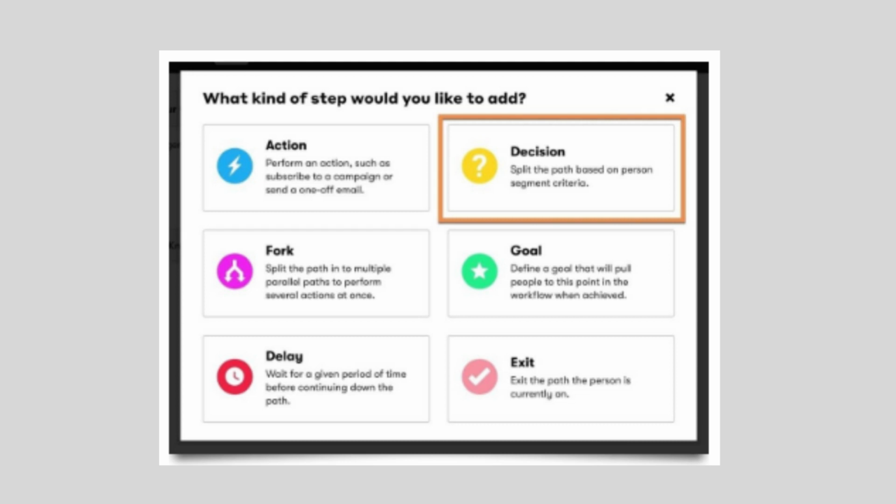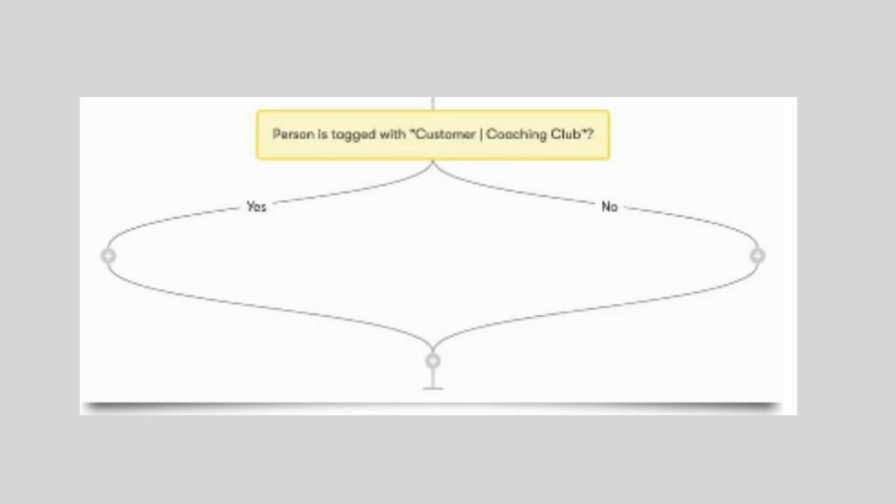Setting up decisions. To do this, click on the plus icon, and then select Decision. Now it's asking you to define the decision. Select Tags, leave it as Include, and then choose the tag name you already set up. Then, click on Update Decision. Now you see it's asking the question, is that subscriber tagged with Coaching Club?